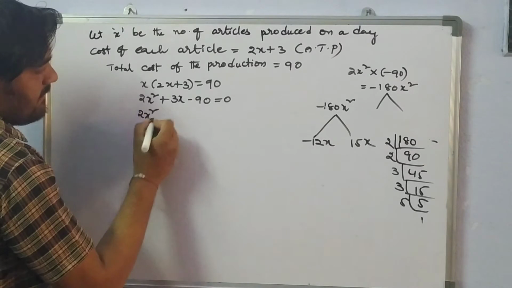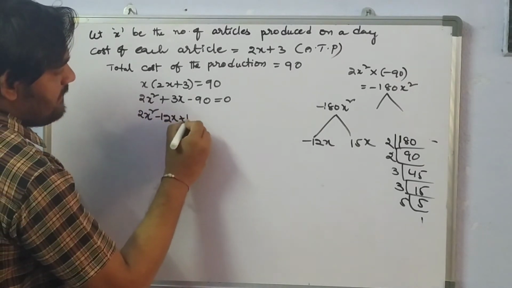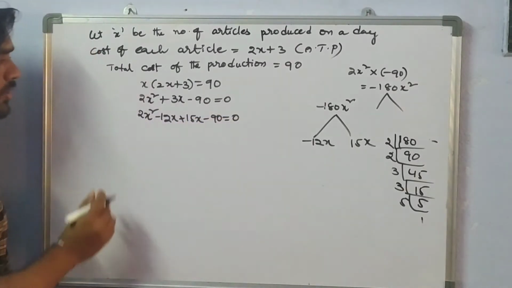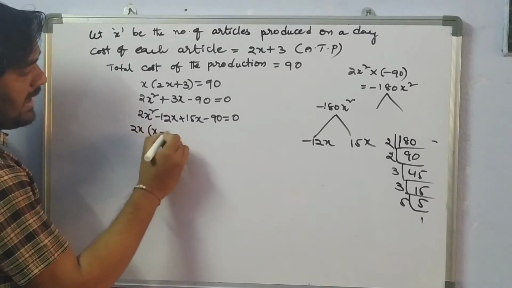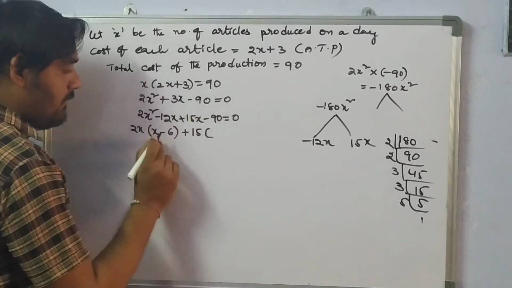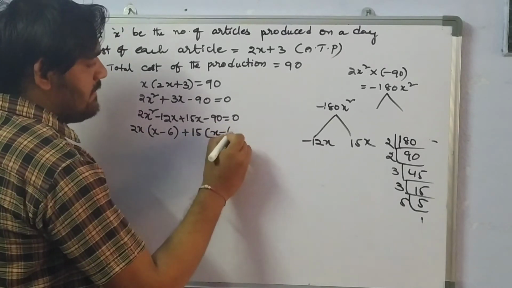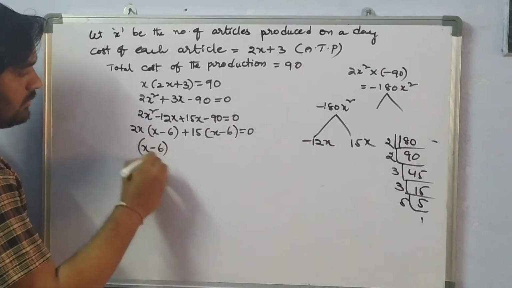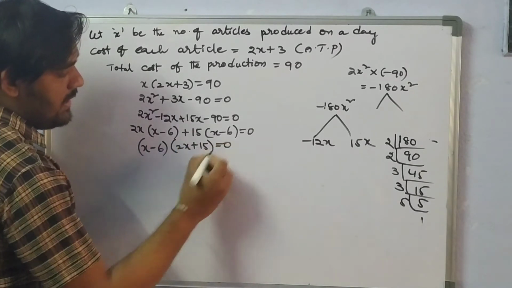Now 2x square minus 12x plus 15x minus 90 is equal to 0. From this, if I take 2x common, it will become x minus 6, plus, from this if I take 15 common, whatever we get here we need to get here also. We will get x minus 6 is equal to 0. Now x minus 6 into 2x plus 15 is equal to 0.